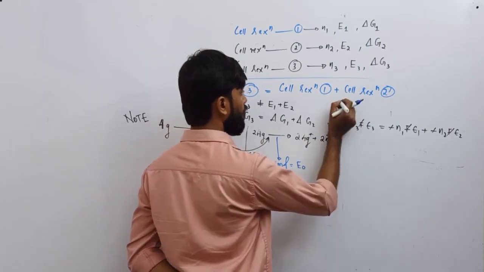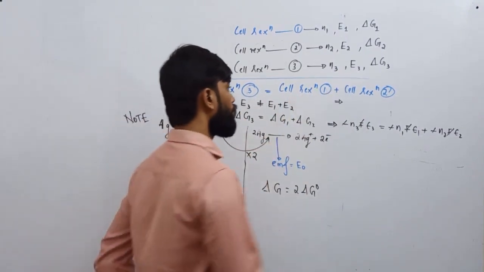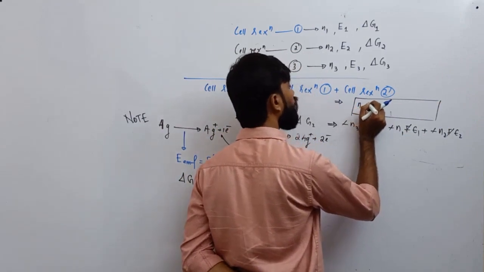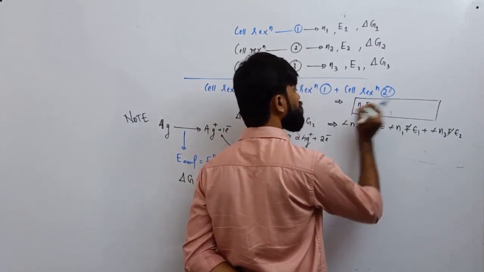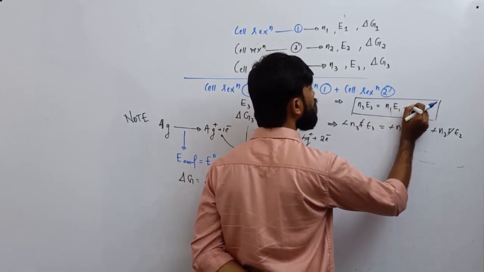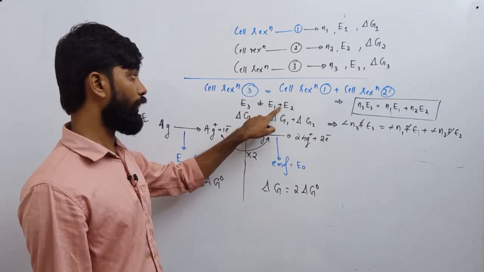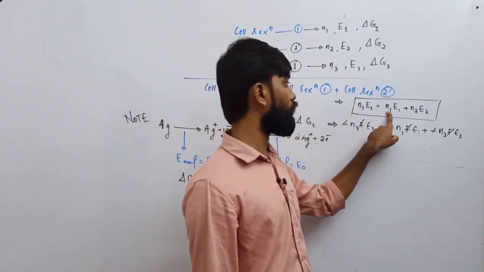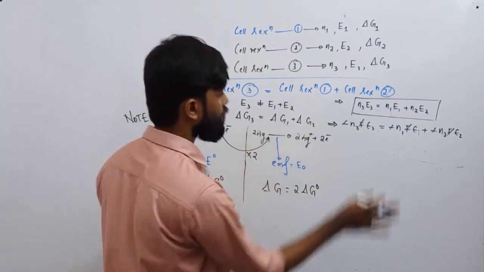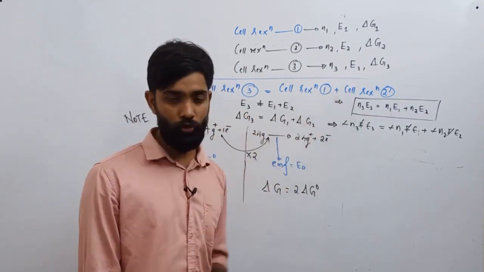So if you obtain a third cell reaction by the addition of cell reaction number 1 and cell reaction number 2, then you can say that N3 E3, the electrons involved times the cell potential of reaction 3, will be the sum of N1 E1 plus N2 E2. E3 will not be equal to E1 plus E2, but N3 E3 will be equal to N1 E1 plus N2 E2, because delta G3 will be equal to the sum of delta G1 and delta G2. Okay, so keep that in your mind. A question may be asked from here also.